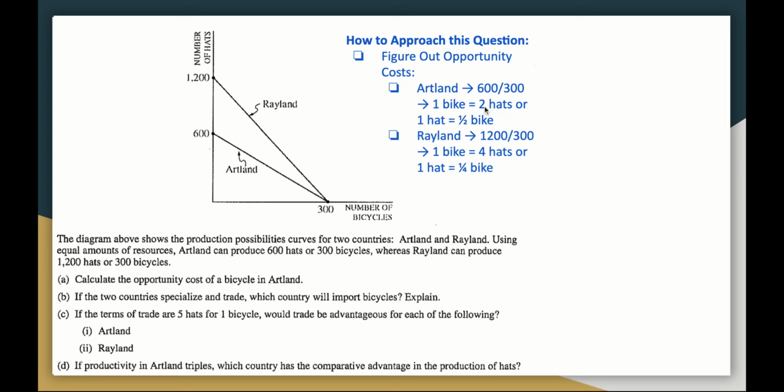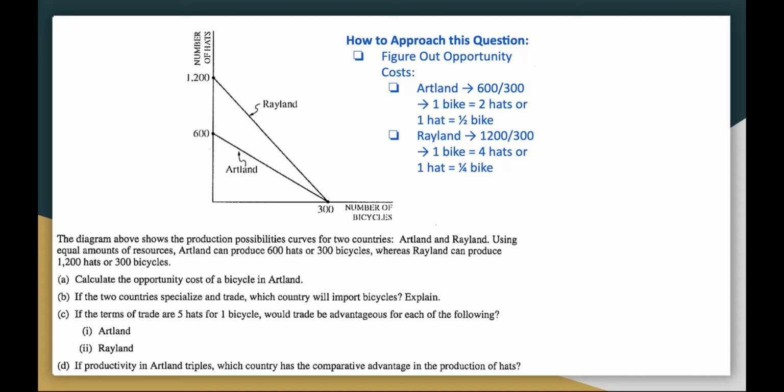600 divided by 3 gives me the 2. That's where I got the 2 from. So if I am Artland and I make one bike, I am giving up 2 hats. If I flip that around, if I'm Artland and I make one hat, I'm giving up half a bike. So one bike, giving up 2 hats, that's my opportunity cost. One hat, giving up half a bike, that is my opportunity cost.